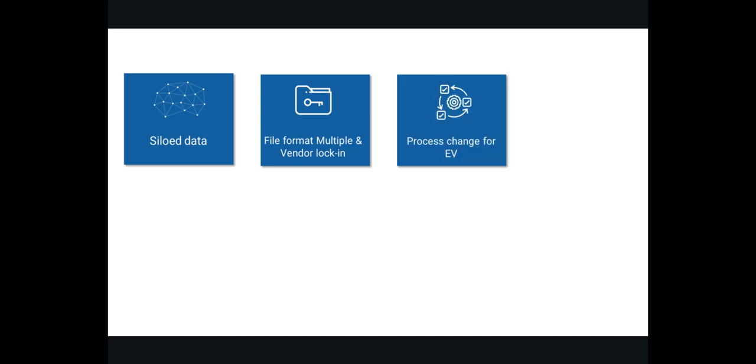Process changes for EV development. Conventional engine-based vehicle consists of hardware parts mainly. On the other hand, modern electric vehicles consist of systems, which is a combination of software and hardware. So digital infrastructure should support both modern EV development and conventional engine vehicle development.